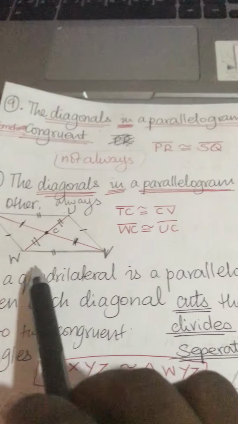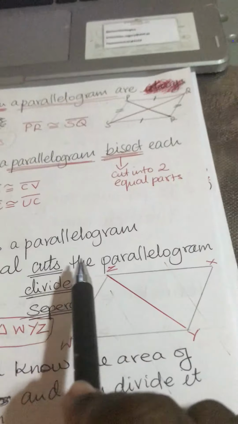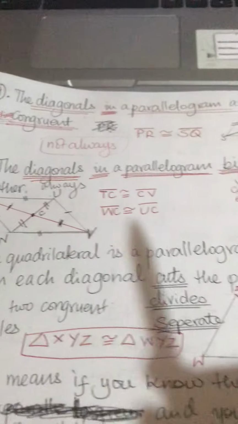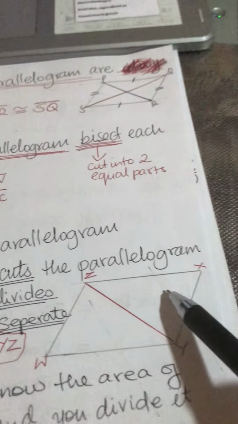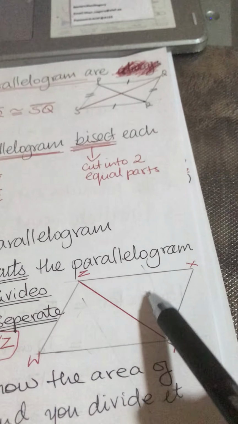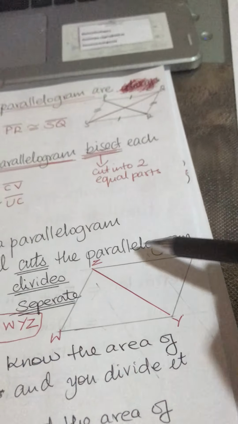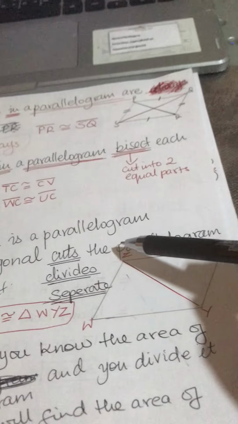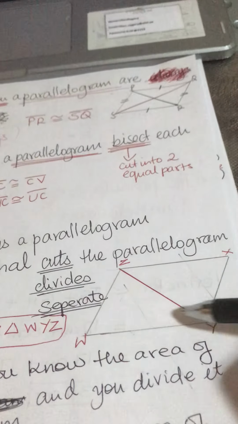If a quadrilateral is a parallelogram, then each diagonal cuts the parallelogram into 2 congruent triangles. That means if I draw this diagonal, this triangle here is the same size as this triangle here. So that is why I said triangle XYZ is the same as triangle WYZ. So these 2 triangles are the same.